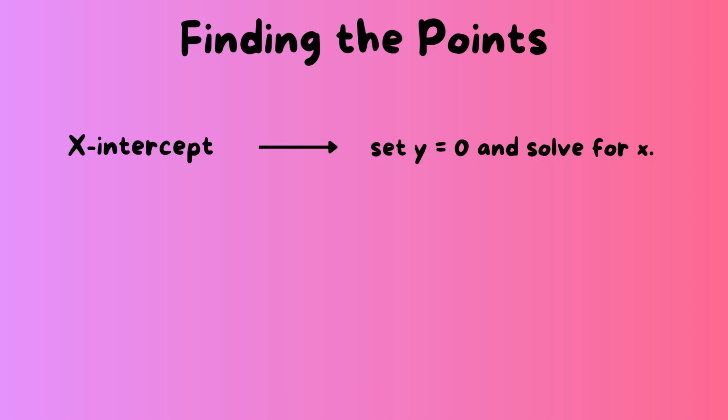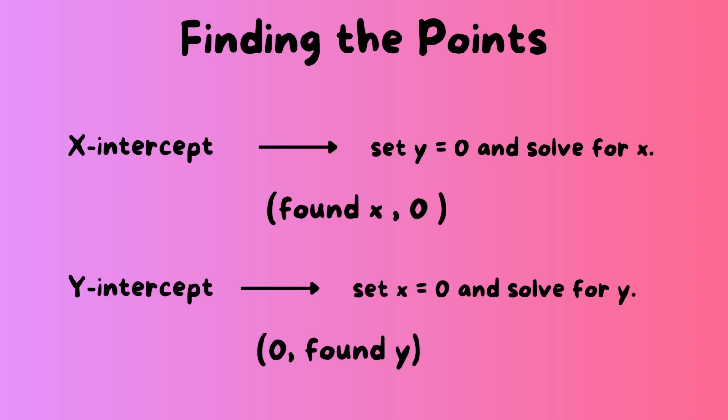So to find the x-intercept, we set y equal to 0 and solve for x. Once you find x, the intercept will be (x, 0). Now let's find the y-intercept.